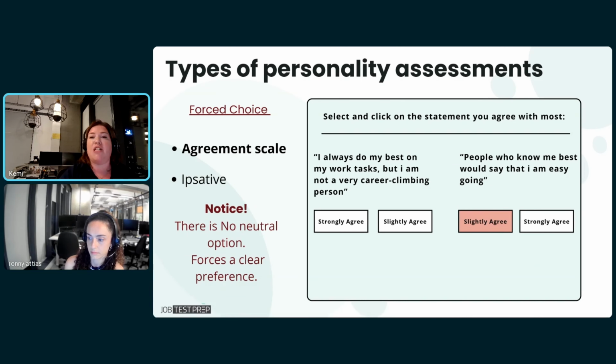Notice that there is no neutral option. You are presented with 2 statements and you have to choose between those 2 statements.